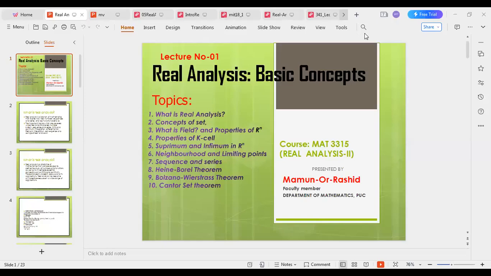Now we'll discuss the second part of this lecture, actually the basic concepts of sequence and series. Earlier we discussed the Bolzano-Weierstrass theorem. Now I will discuss the basic concepts of the Heine-Borel theorem. So before discussing this theorem, we have to discuss some basic concepts connected to it.